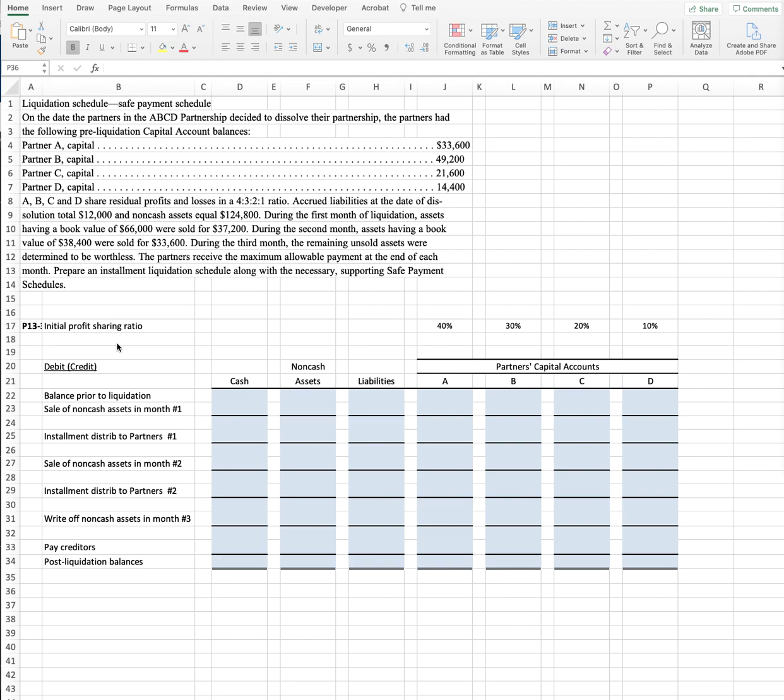During the first month of liquidation, assets with a book value of $66,000 were sold for $37,200. During the second month, assets with a book value of $38,400 were sold for $33,600. During the third month, the remaining unsold assets were determined to be worthless. The partners received the maximum allowable payment at the end of each month. Prepare an installment liquidation schedule along with the necessary supporting safe payment schedules.